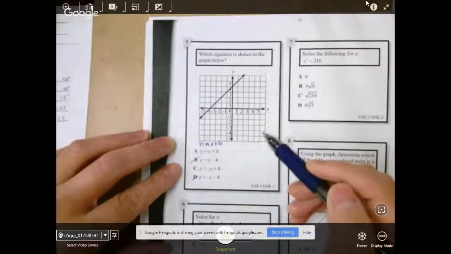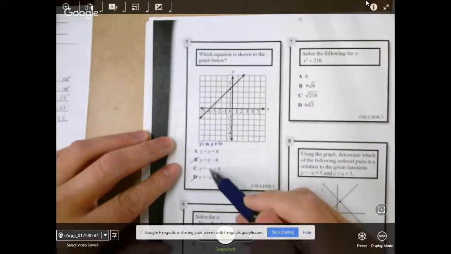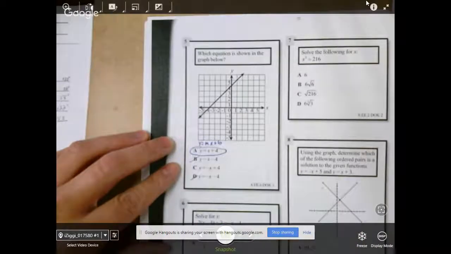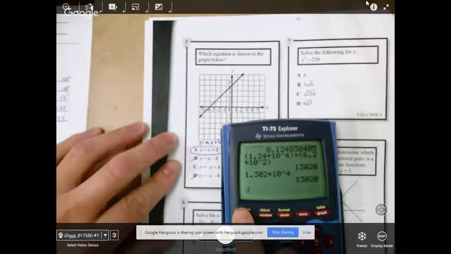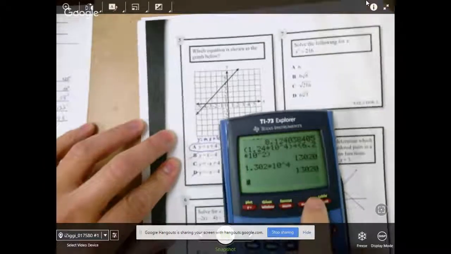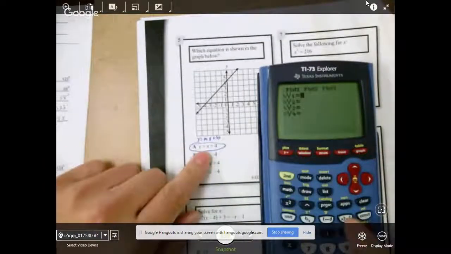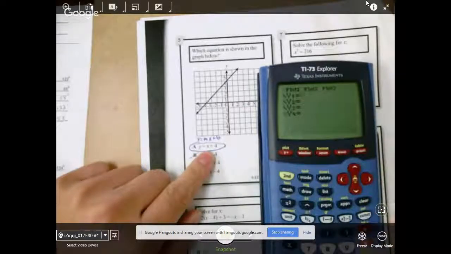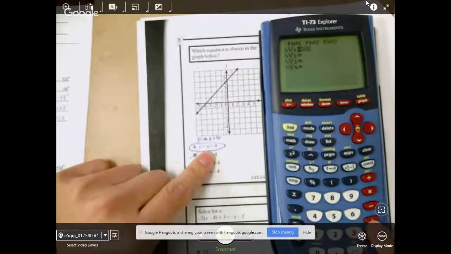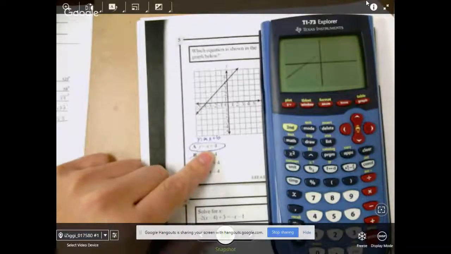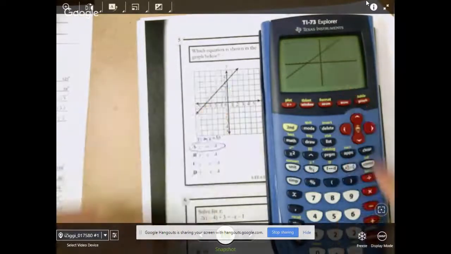You could have also checked these equations in your calculator by going to the y equals function. There's the y equals button right there. And the right one, x plus 4, it's y equals. I type in x. The x button is right there. x plus 4. And I hit graph. Hey, it looks just like that graph. The other ones won't look like that graph. Number 6.